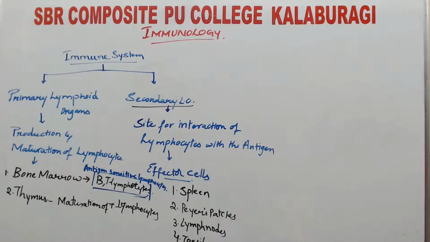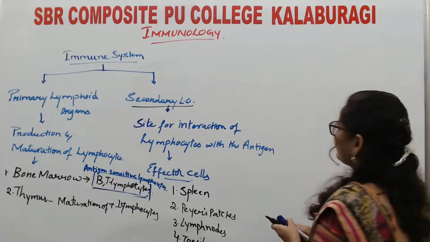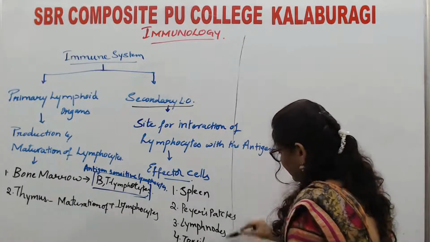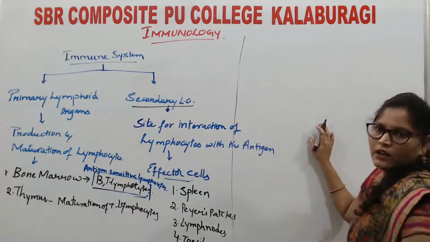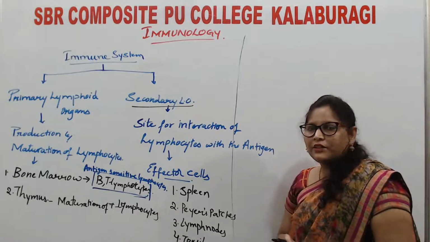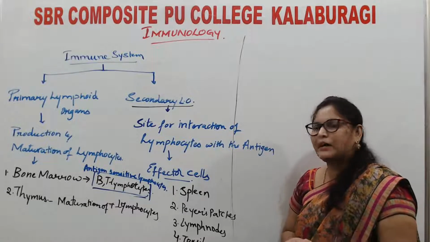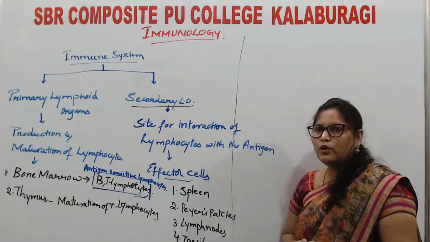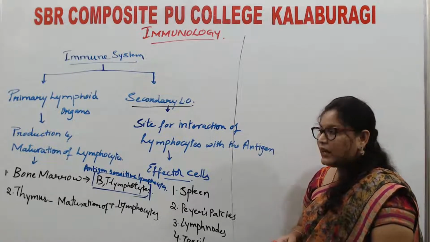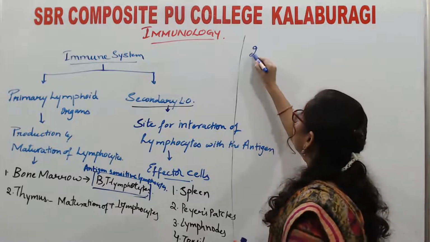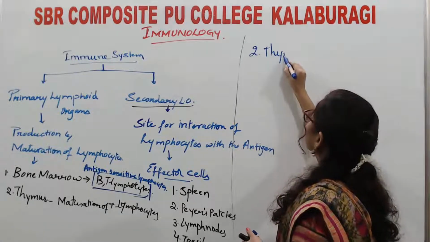So we know where bone marrow is located, in the long bones. In the bone marrow cavity, the production of these lymphocytes will take place. Production of white blood cells is known as leukopoiesis. And coming to the second one, that is the thymus.